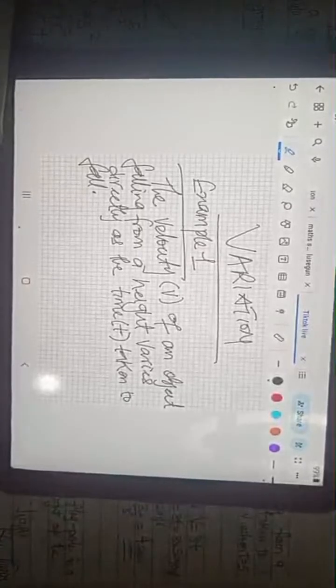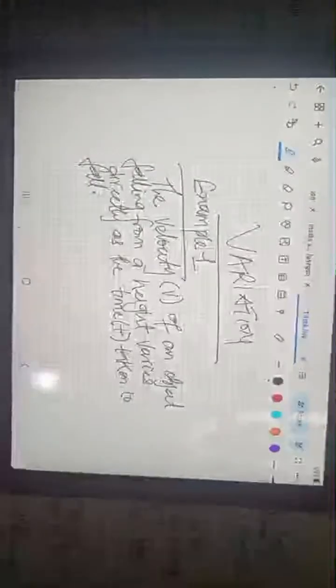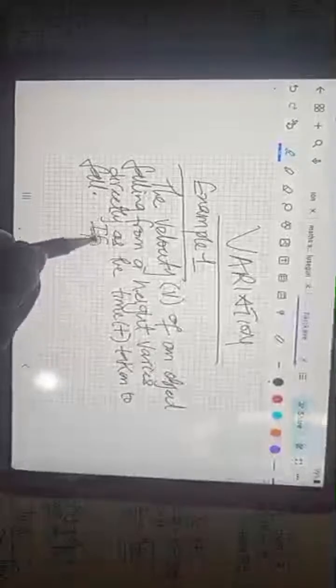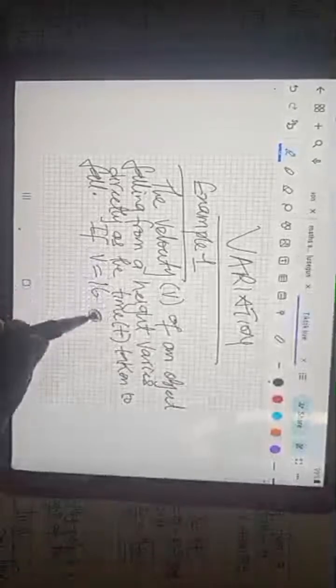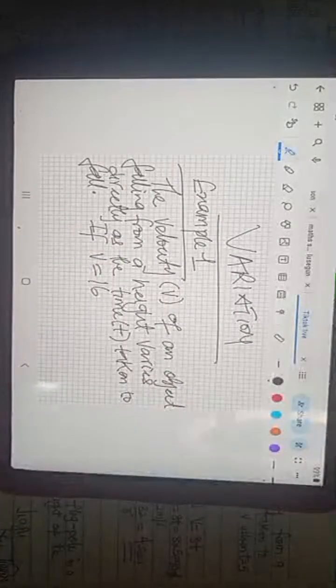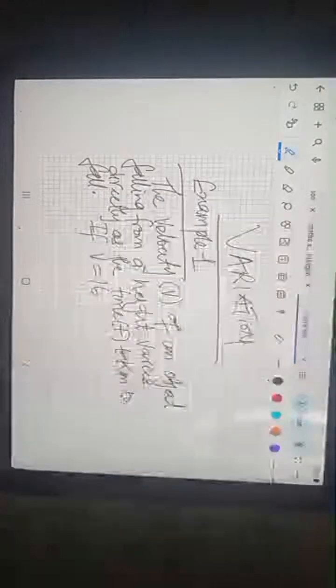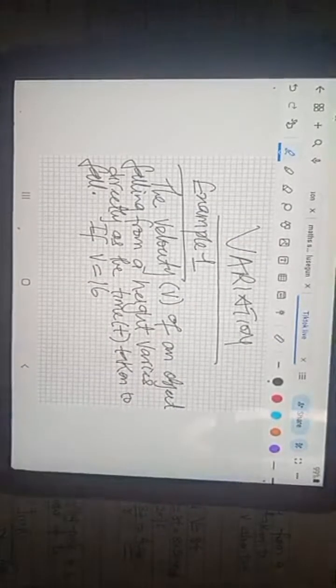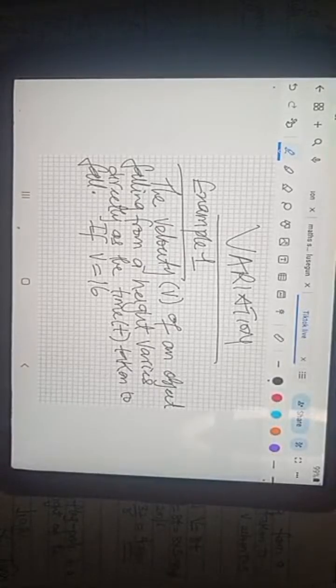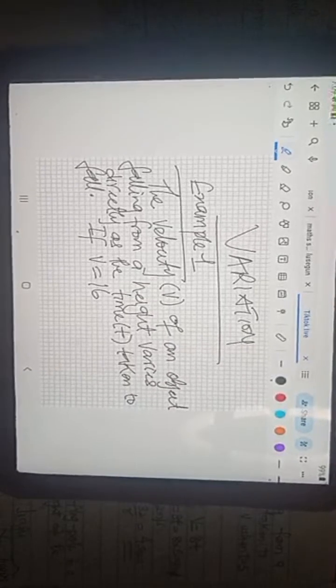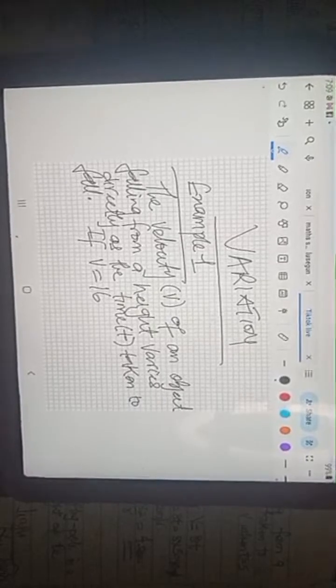Now, the velocity v of an object falling from a height varies directly as the time t taken. If v is equal to 16.